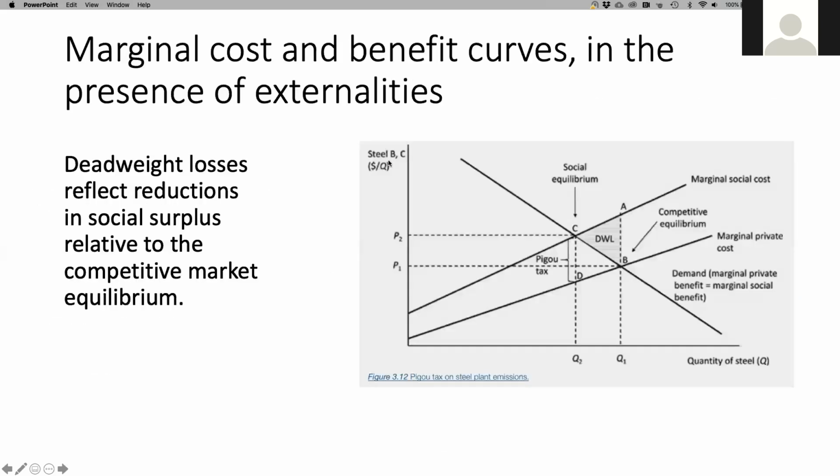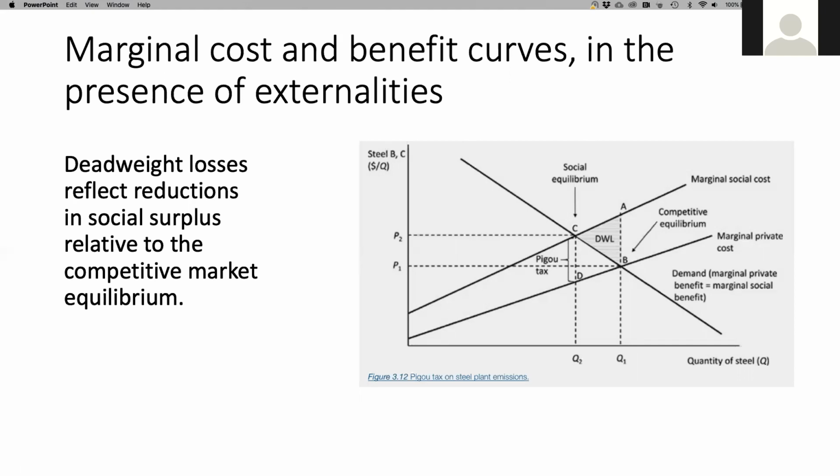So let's go back to this figure. What are we seeing here? From this figure, what can you tell me about how much we should tax a steel producer to be able to incorporate the externality of the production of steel? Okay, let me call on someone.